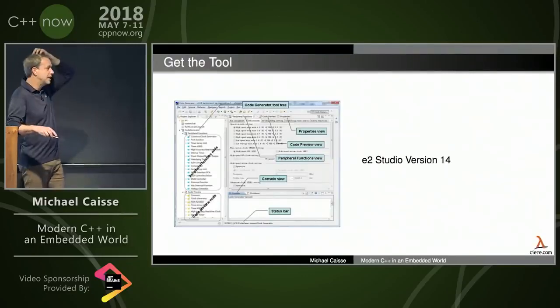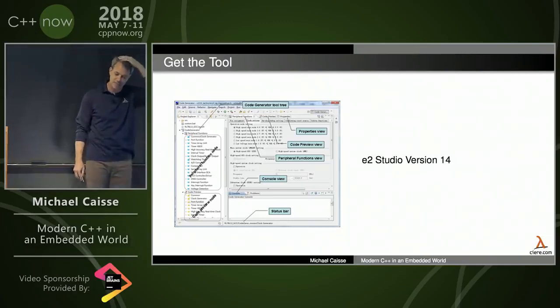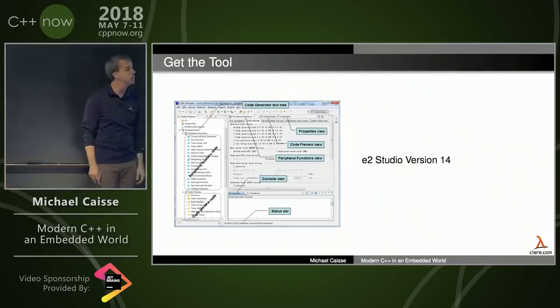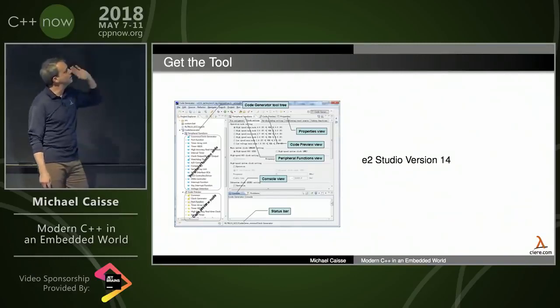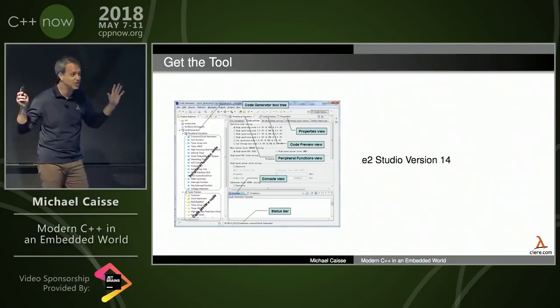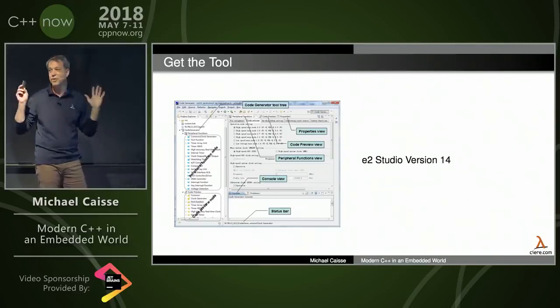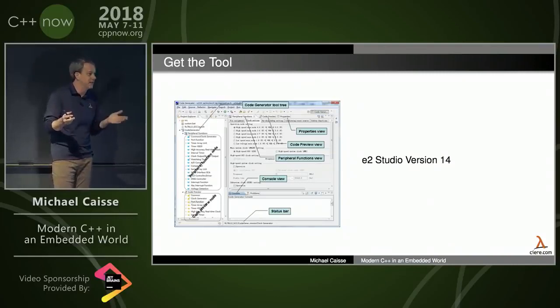So this is what you get. They call it E2 Studio. It's built on top of Eclipse, like a lot of tools are. The thing to see is here at the top, it says code generator tool tree. I don't want a code generator tool. At the end of the day, this is going to cause me problems. IDEs are how people like to sell things. They love to do this.